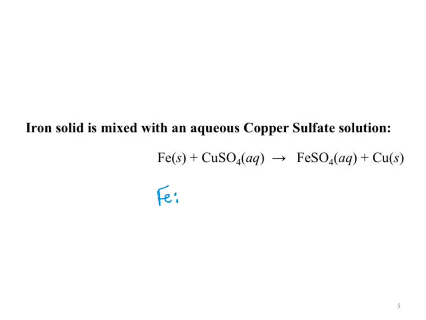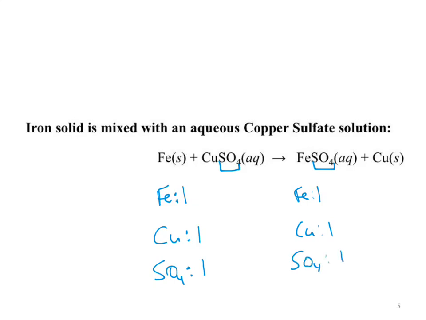How many irons do we have? How many irons do we have in our product? Is that balanced? How many coppers do we have? How many coppers do we have in our product? Can I balance sulfates? Why can I balance sulfate as a unit? Okay. Doesn't change, and there's no other location of sulfurs in this. So I can balance with sulfate. How many sulfates do I have in the reactant? And sulfates in the product? 1. What do you do now? Check it. You go back and do it again. Okay? So yes, this equation is now balanced.